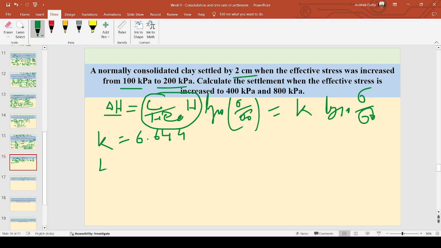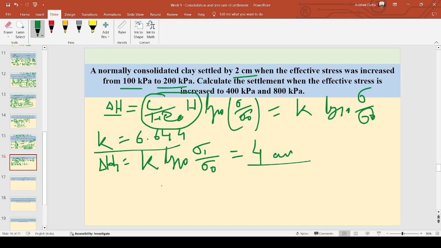Now you use del h1 like this. Del h1 will be equal to k into log to the base 10 sigma 1 by sigma 0, right? Because k means everything, Cc by 1 plus e0 into H. Now what is sigma 1? Sigma 1 is 400 kilopascal. Sigma 0 is 100 kilopascal and k we have found out. So del h1 will be approximately 4 centimeter.